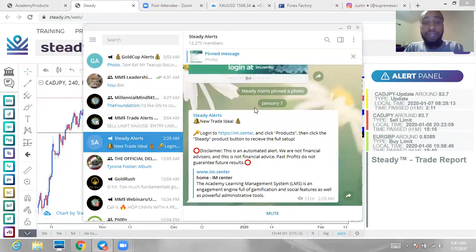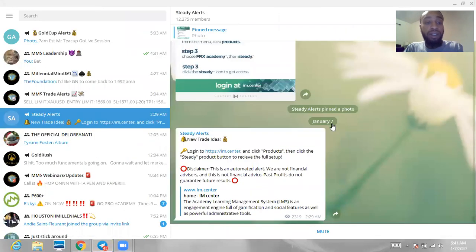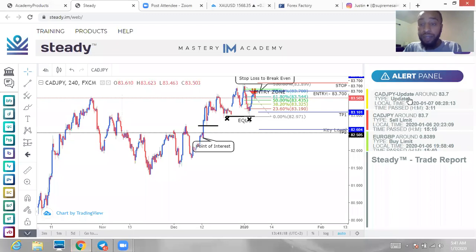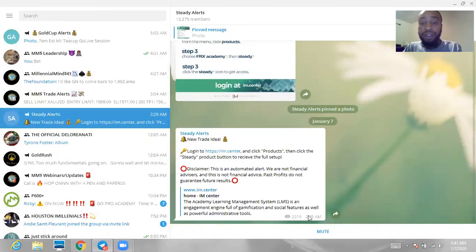So this right here would be an example of a Steady alert. Whenever Steady is going to send you an alert to your phone via Telegram, just like a text message. Now you see here the time it was sent, 2:29. That was actually an update. So if I were to go here, this right here where you see CAD/JPY update, this would have been the trade alert update that they would have sent at the time that you saw this message, which was 2:29 a.m. Now this is Central Time. I am in Houston, Texas. So obviously your time may have been different, but the concept is the same.